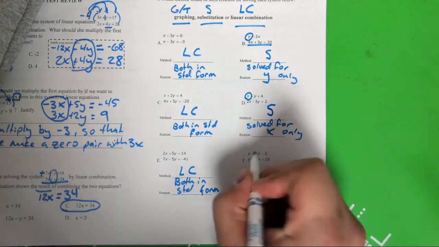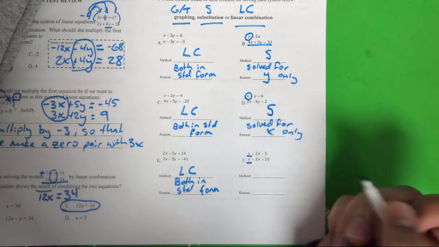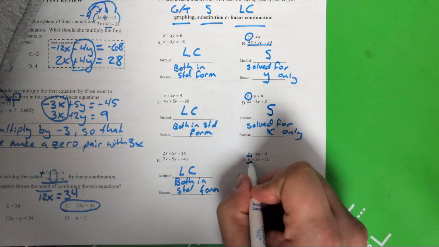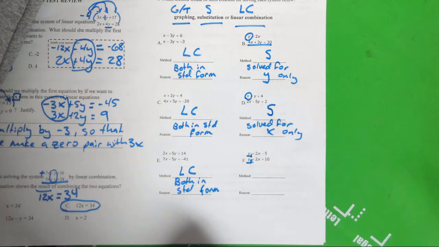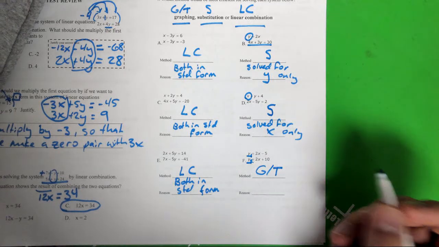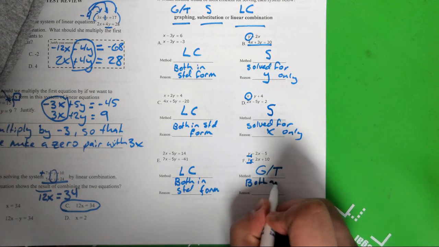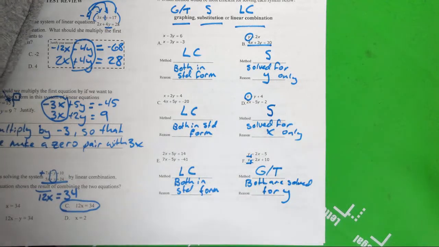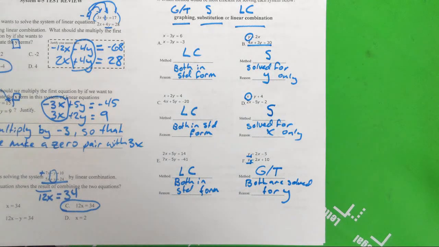This last one here. Both y equals. Textbook calculator problem right here. There's my y1, there's my y2. This is my graphing / table on the calculator, right? Both are solved for y. There we go. That's the first page. Look at that. Beautiful. Okay.